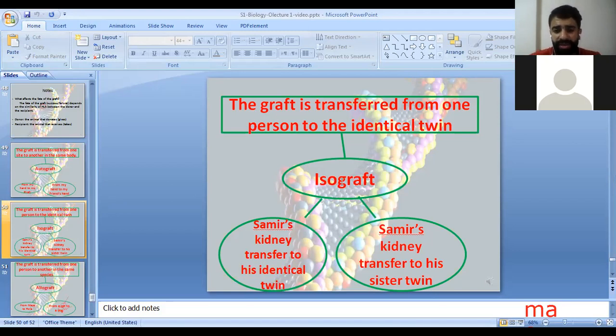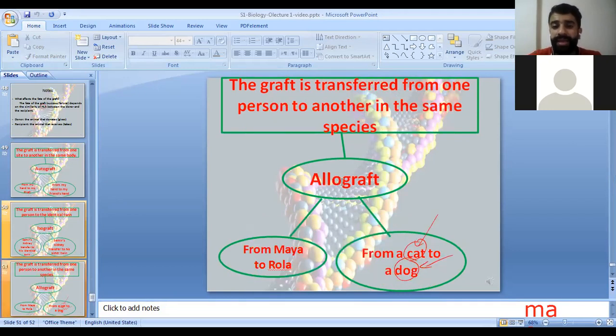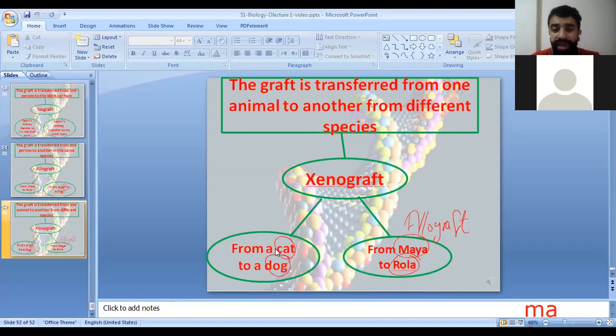So isograft is the graft between identical twins, and we have allograft between different individuals that belong to the same species, for example from Maya to Rola, from Ali to Mirna, and so on. They belong to the same species, human. While xenograft is a graft transferred from one animal to another of a different species, for example from a cat to a dog, from a dog to a horse, from a horse to a donkey, and so on.